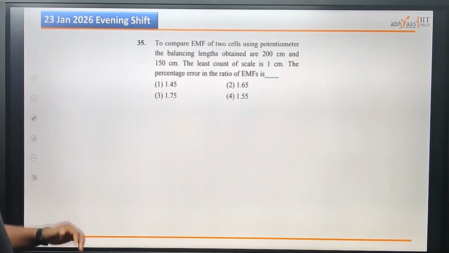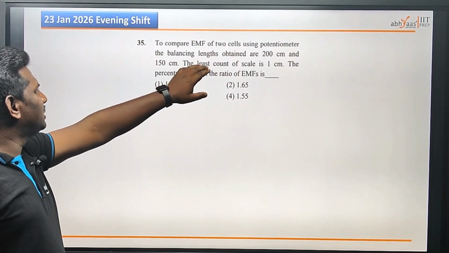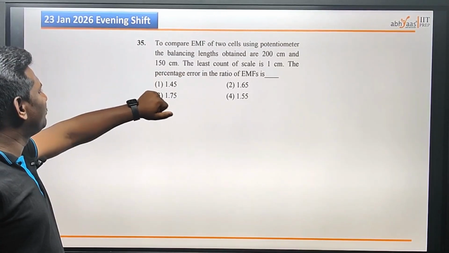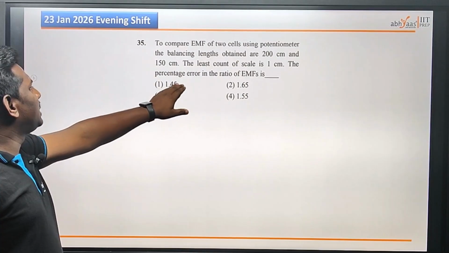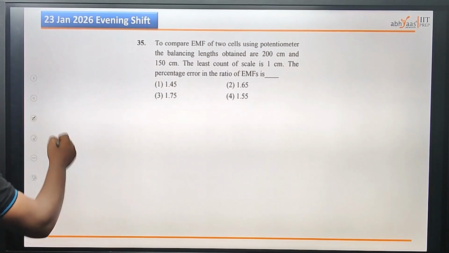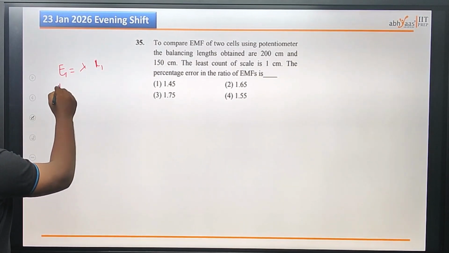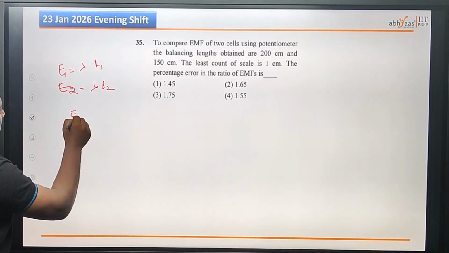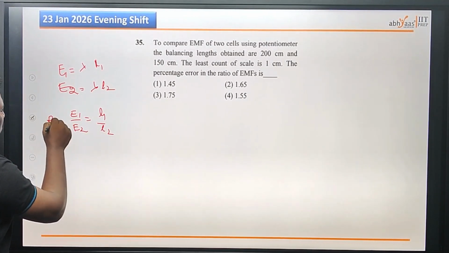Next, 35. To compare the EMF of two cells using a potentiometer, balancing lengths obtained are 200 centimeters and 150 centimeters. The least count of the scale is 1 centimeter. Find the percentage error in the ratio of EMFs. We know that EMF is directly proportional to length. So E1 can be written as lambda L1 and E2 as lambda L2. So E1 by E2 equals L1 by L2, and this is equal to R.